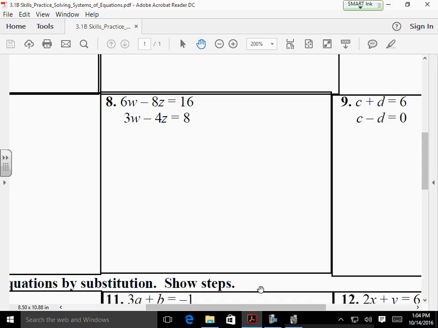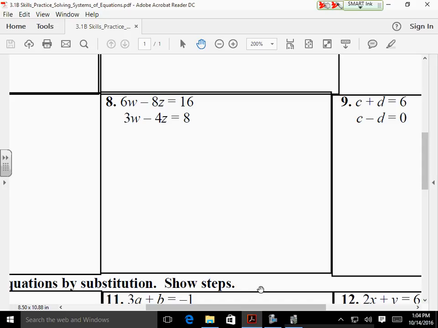Okay, on number 8, you can decide if you want the z's or w's to cancel each other out. And you can probably do either one. One may be a little bit more work than the other, but don't confuse yourself or worry about if you're doing the right one or not.